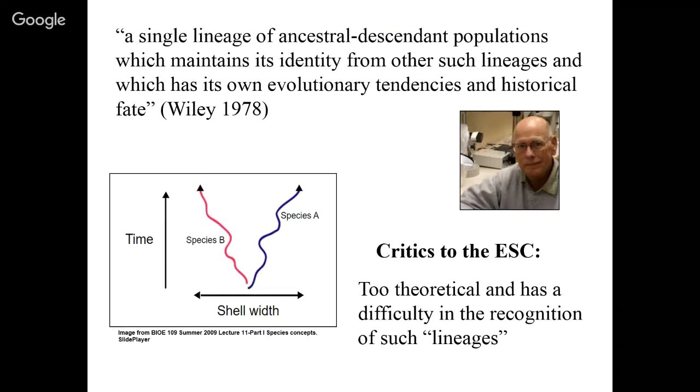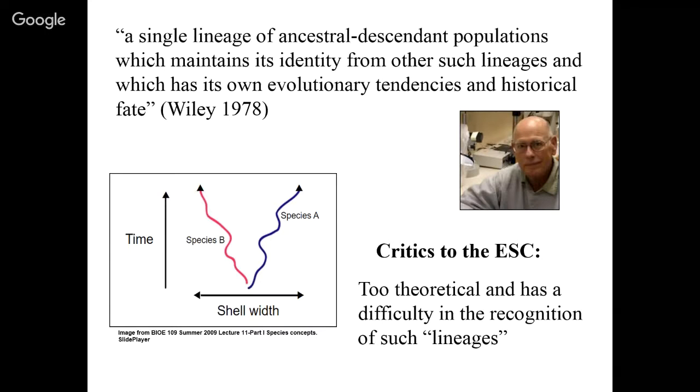Later, Wiley presented a modification of this concept, and he defined it as a single lineage of ancestral-descendant populations which maintains its identity from other such lineages and which has its own evolutionary tendencies and historical fate. However, there are also critiques of this concept because it results as too theoretical and has difficulty in the recognition of such lineages.